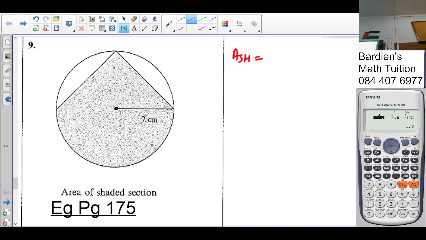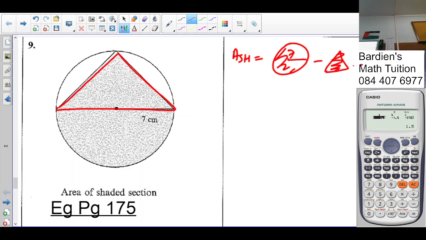What is the bigger shape here? A circle, not so? What's the radius of the circle? 7 centimeters, not so? The area of a circle minus... what's the other shape? A triangle. Can you all see that? So we're going to need to work out the area of a triangle minus the area of a semicircle.